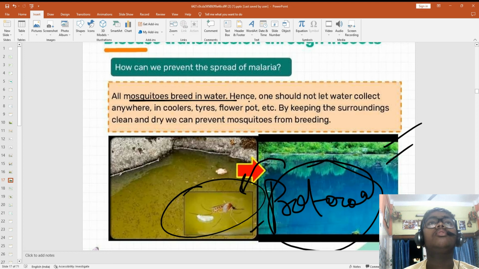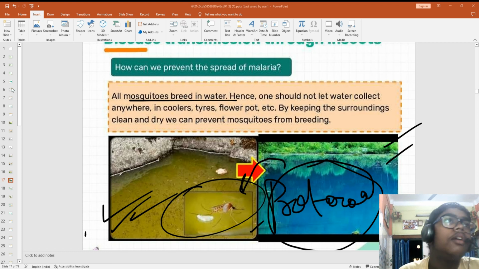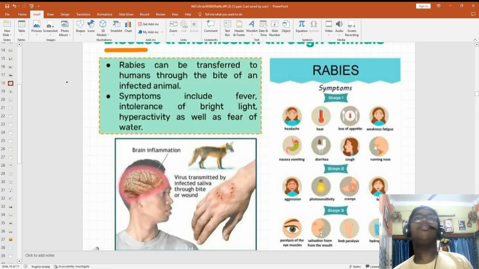Okay, so we know that all mosquitoes breed in water. So we should not let water collect in one place, or they will produce more. If mosquitoes are more, the disease will spread more. Correct or not? Correct reason or not? Yes. Chalo, chalo. Very good. Very good. Very good. Now let's go on.